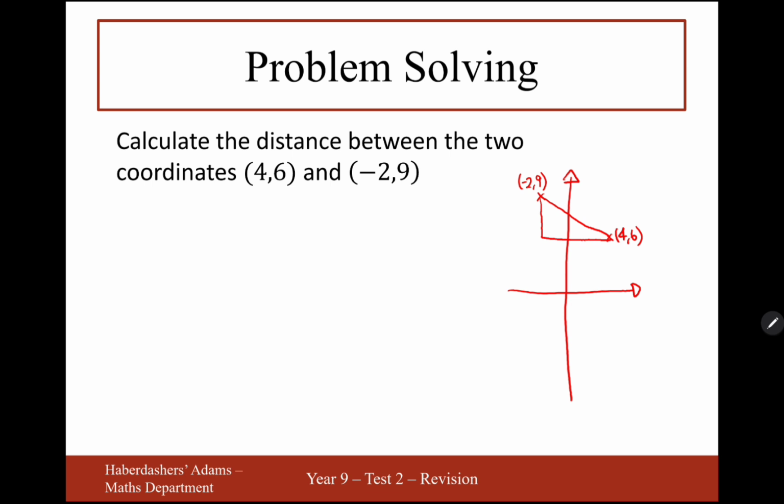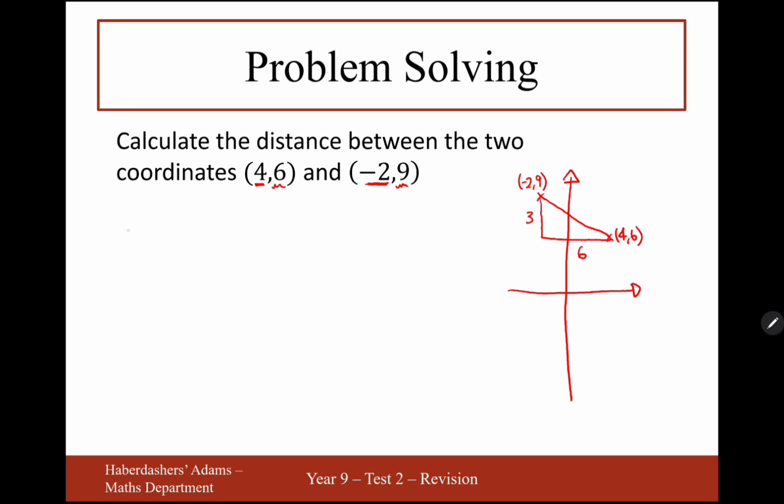Now to work out how far you have to go left and right to get between the two coordinates, you look at the x coordinate. One is at 4, one is at minus 2, so the base there is definitely 6. And to work out the height, the distance between the two coordinates, you look at the y coordinates. So between 6 and 9, that height is 3.